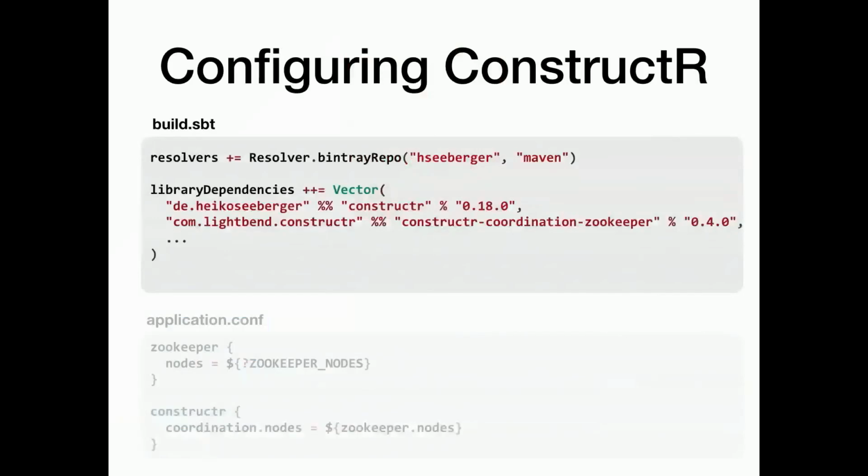To configure ConstructR, it's just a Scala library. It consists of two parts, the base library and a backend. The backend we're using is Zookeeper. It also supports Consul, etcd, and a couple of others.